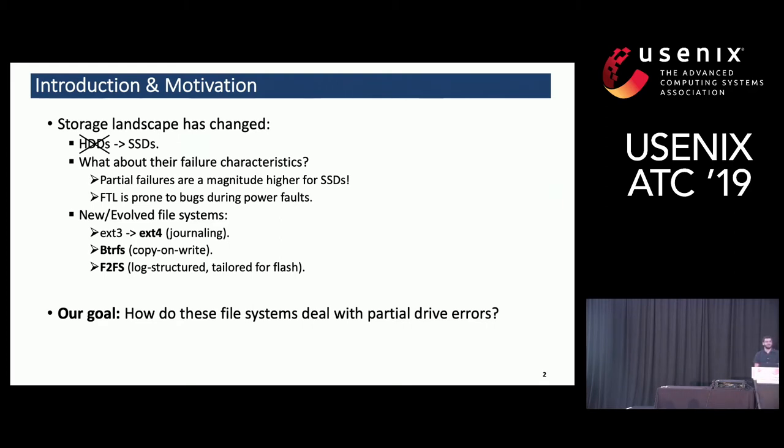EXT3 has been replaced by EXT4, while new file systems have been introduced, such as Btrfs and F2FS. These three file systems cover three different points in the design spectrum, ranging from journaling to copy-on-write to log structure approaches. In our study, we explore the ability of file systems to detect and recover from partial drive errors.